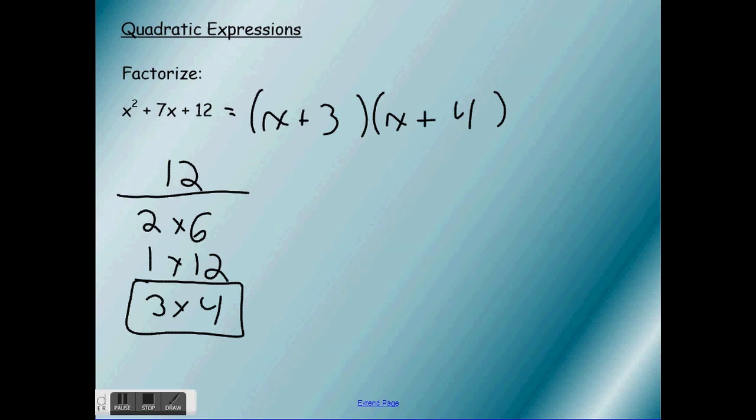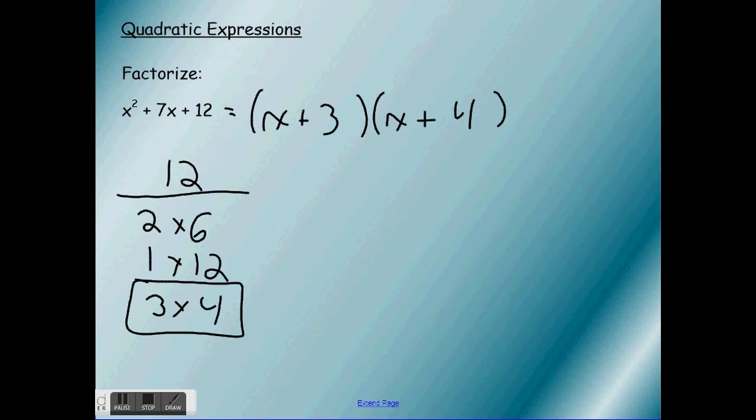Do you think you get it? Are you following? Do you always do this thing with the 2 times 6, 1 times 12 with the number that has no x in it? Yes, with the constant term that's by itself. The number that you write the factors of is always the number that's by itself, so without an x term.